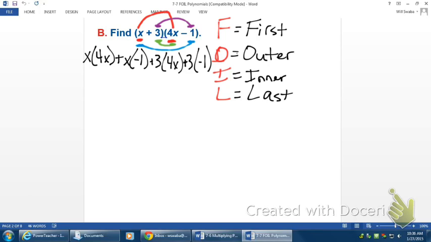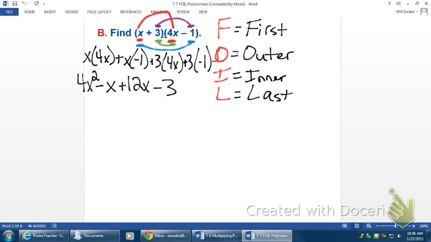Okay? Now, let's work it out. Let's simplify it. So x times 4x is going to give me what? 4x squared. And x times -1 just is going to give me a -x. 3 times 4x gives me a positive 12x. And 3 times -1 gives me a -3.